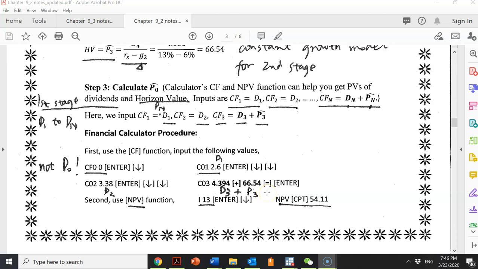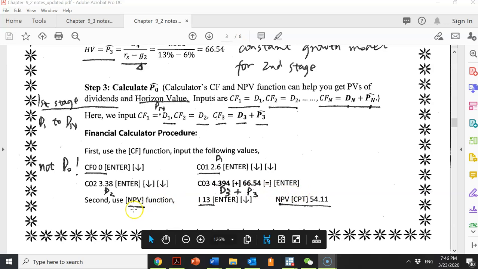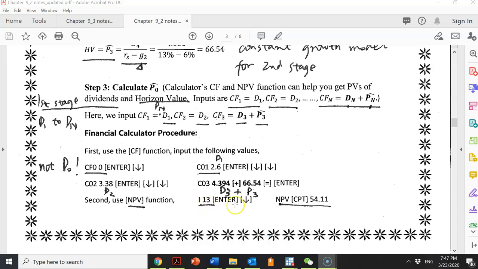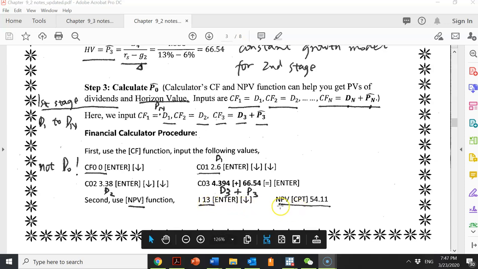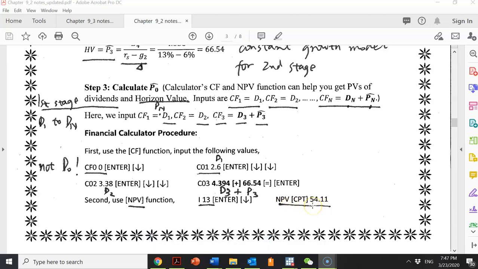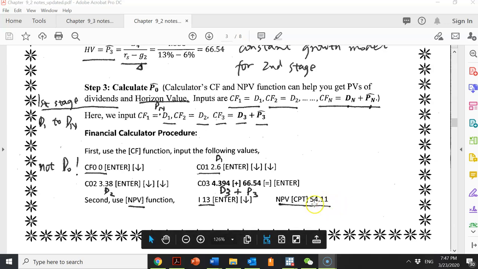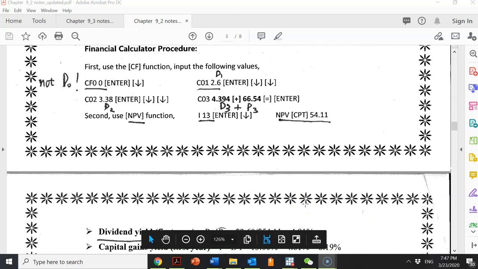Equal sign, enter. Then we go to the NPV function, input I as our stock return, the discount rate here, 13, enter, down button, and we go to NPV compute. So we have 54.11 as our stock price here, P0.